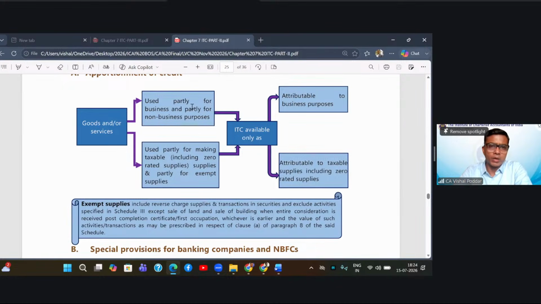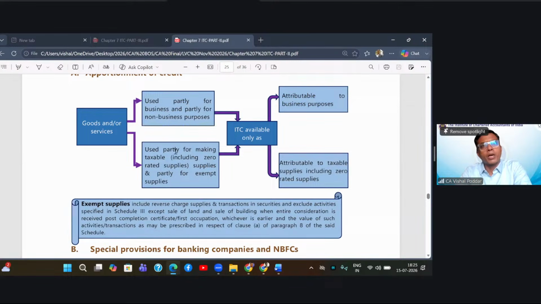Now, in what cases will it be allowed partly, proportionately? Two cases. First, where whatever inward supplies of goods or services you have got are used by you partly in business and partly for purposes other than business, so maybe personal uses. Wherever your inward supply is partly for business, partly for personal, like your mobile, your laptop, where you're also using it for personal use, in such cases you will not be allowed full credit. The credit will be allowed partly, to the extent you have utilized it for business purpose.